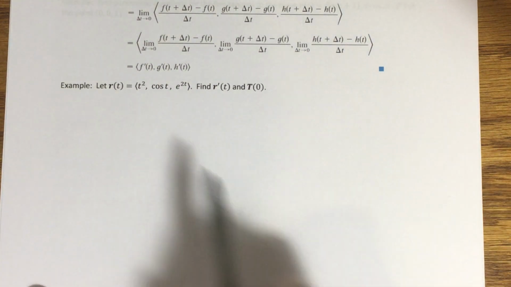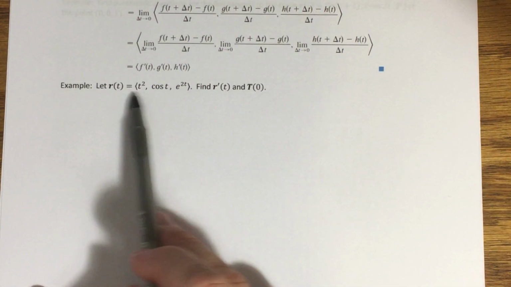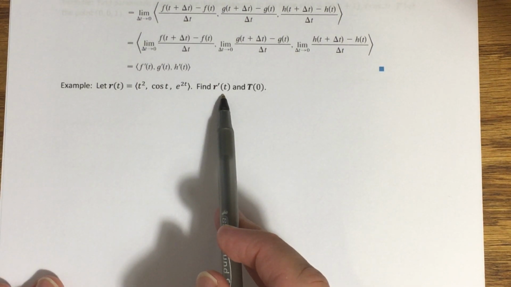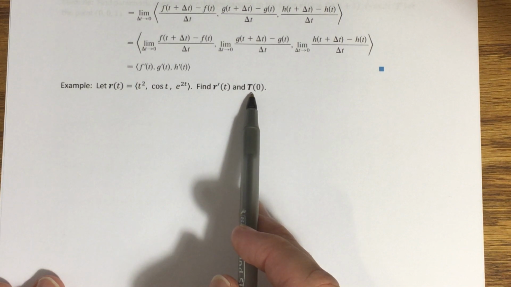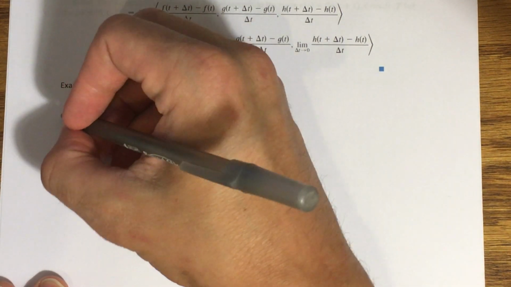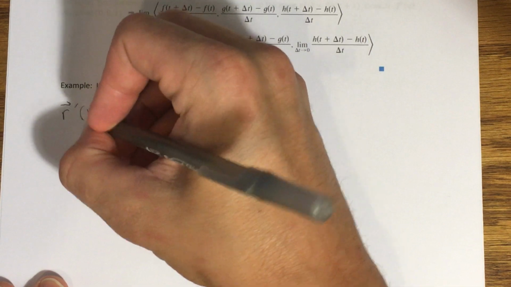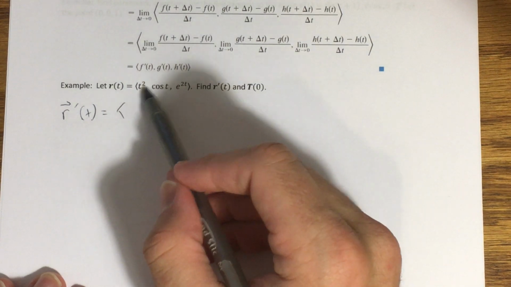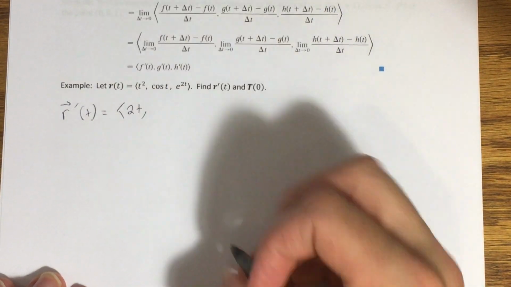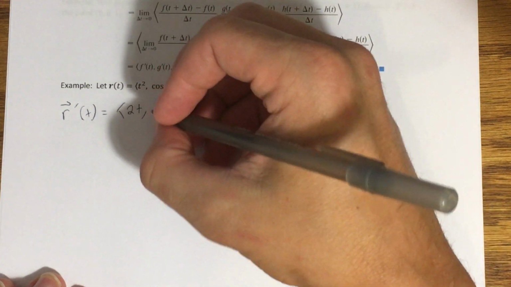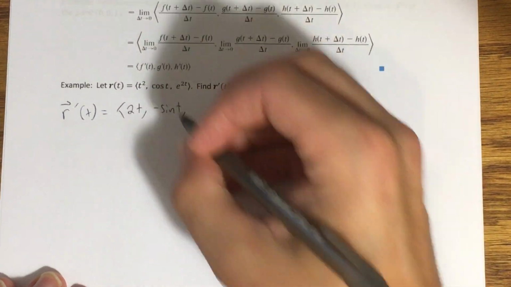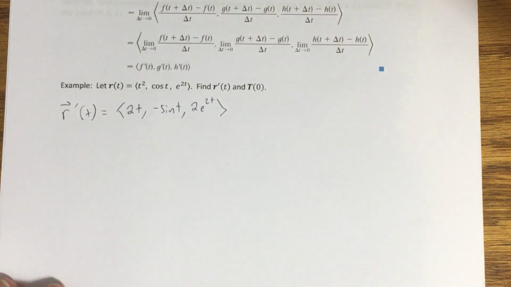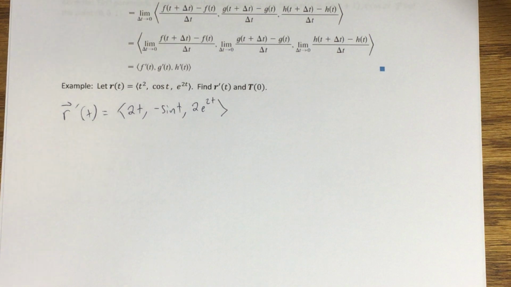So first example. r of t is this vector function, t squared, cosine of t, e to the 2t. What would r prime of t be? And then we'll also find the unit tangent vector where t is equal to 0. R prime of t, finding that is just a matter of differentiating each of these with respect to t. So the derivative of t squared is 2t. Derivative of cosine of t, negative sine of t. Derivative of e to the 2t, that would be 2e to the 2t.